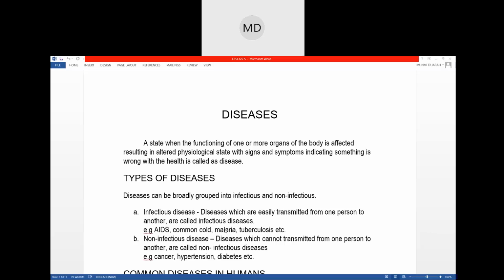Examples given here are the common cold, malaria, tuberculosis, AIDS, etc. All these are communicable or infectious diseases. Non-infectious diseases will not transmit from one person to another. Examples: cancer, hypertension, diabetes. So why can't these diseases transmit from one person to another, while the others can? Do you know the reason behind it? Just try to answer. It may be wrong, no worries if it is wrong.